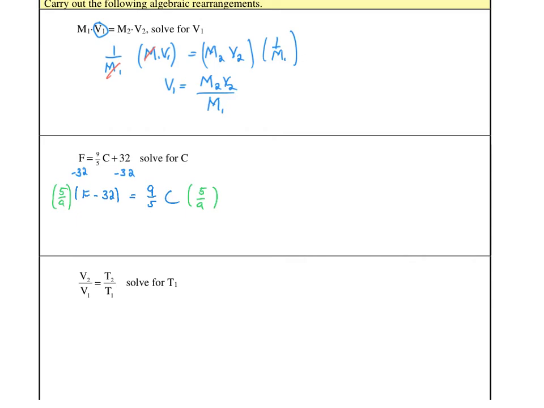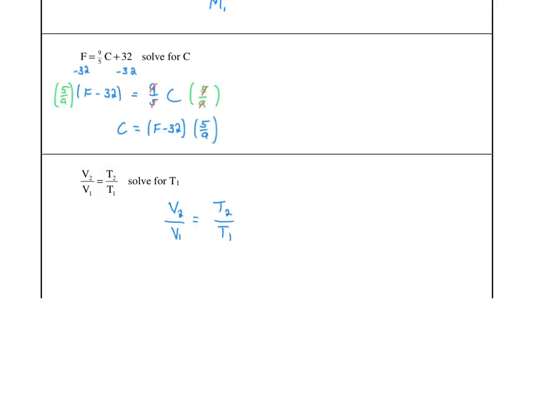And you see what that does for us is that the 9 here cancels, the 5 cancels. We have C by itself on one side of the equation, and the result is C is equal to F minus 32 in parentheses times 5/9. And this equation is useful when we're trying to go from Fahrenheit to Celsius.